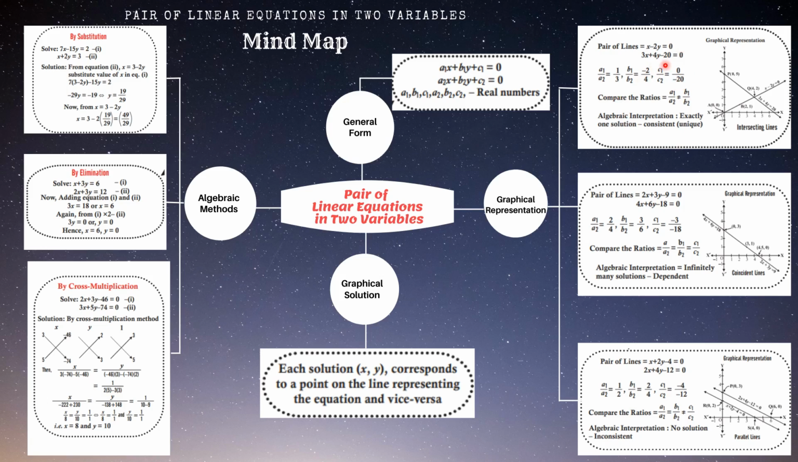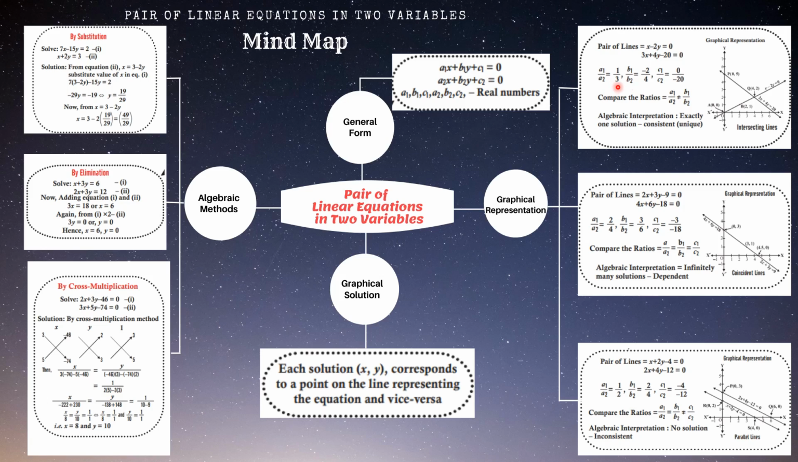Now, we have a1 upon a2, b1 upon b2 and c1 upon c2. So first it's noting down what a1, b1 and c1, and a2, b2 and c2 are. So a1 is 1 because the coefficient of x here is 1.